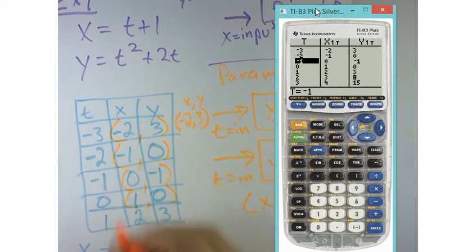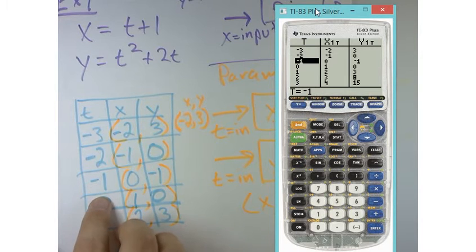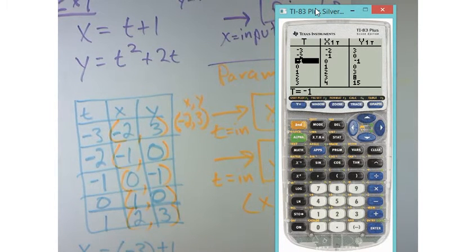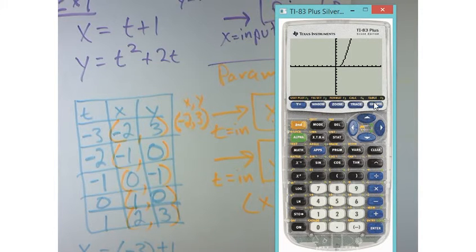And you could plug in more numbers, right? You could plug in the decimals in between, right? I don't have to go from 0 to 1. I can go 0.1, 0.2, 0.3. And if I plug in all the possible t values, I'll get a graph that looks like this. Does that make sense? Okay. And so that's pretty much it.